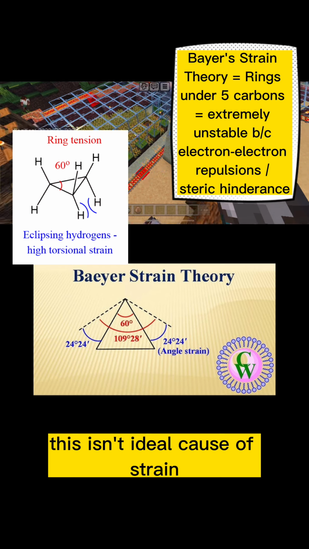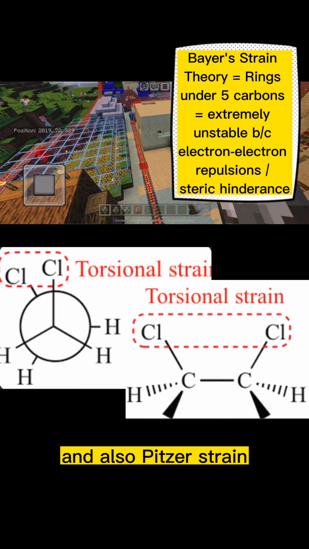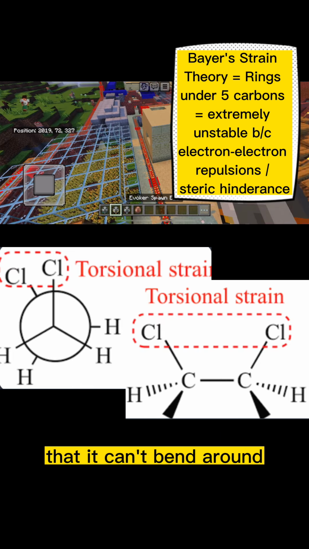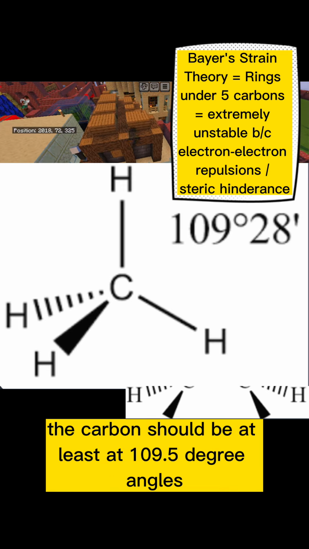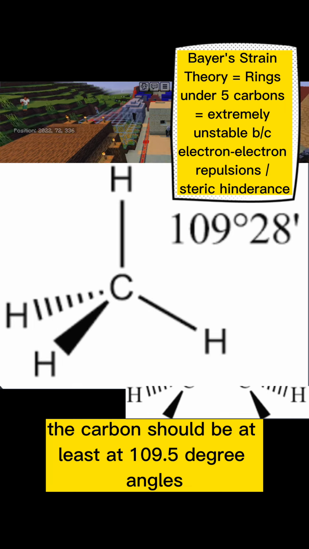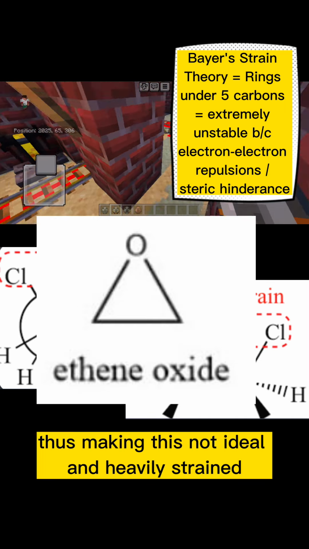This isn't ideal because of strain, as according to Baeyer's strain theory, and also Pitzer's strain, in which this molecule is just so rigid that it can't bend around to fix this angle issue. According to VSEPR conformations, the carbons should be at least at 109.5 degree angles when bonding to their substituents, but the oxygen forces them into a 60-degree angle, thus making this not ideal and heavily strained.